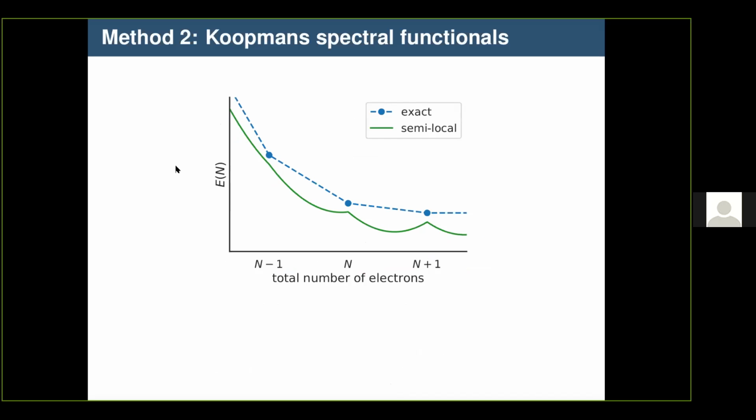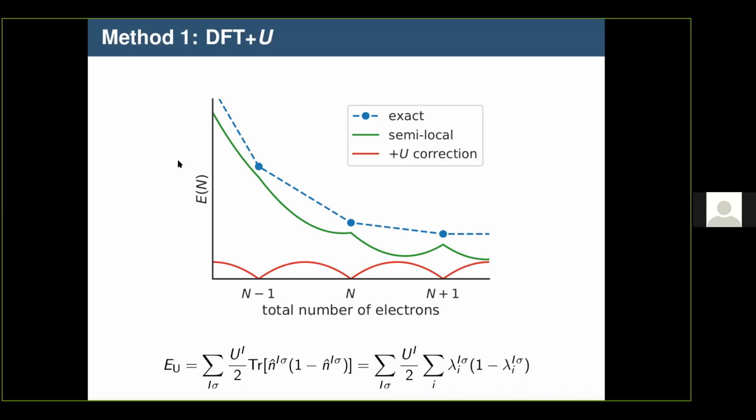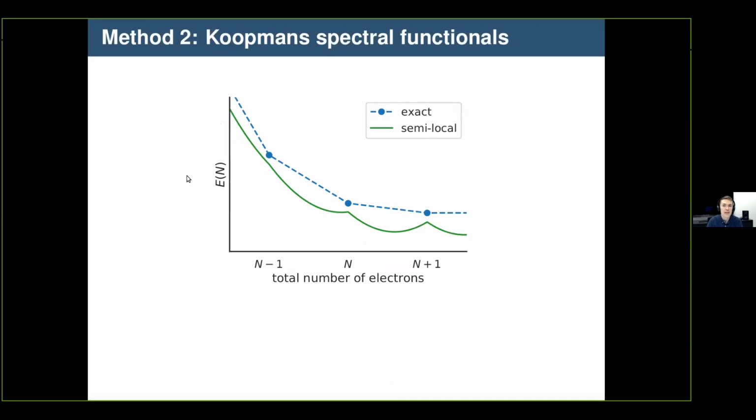Okay, so now I'm going to talk about the second method, which is Koopmans spectral functionals. The Koopmans spectral functionals take a slightly different approach, but they actually have a lot of parallels with DFT+U.